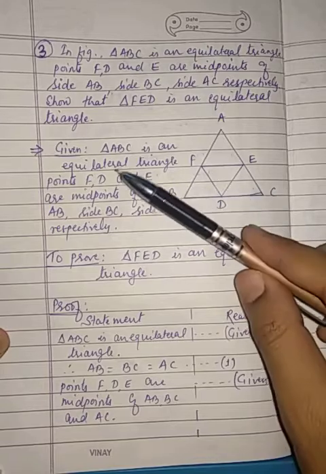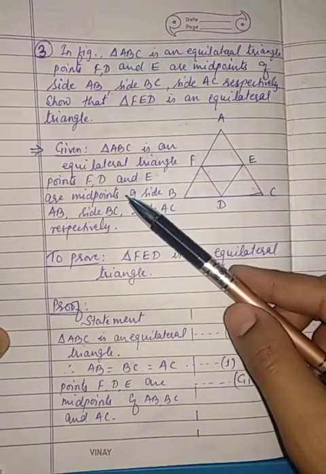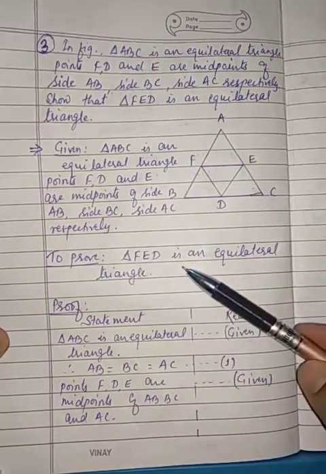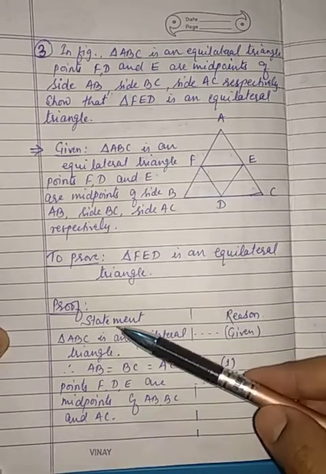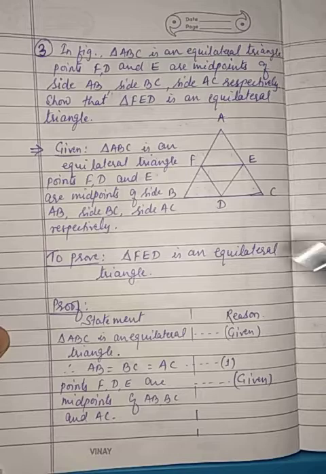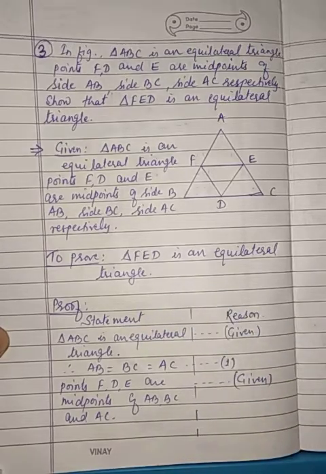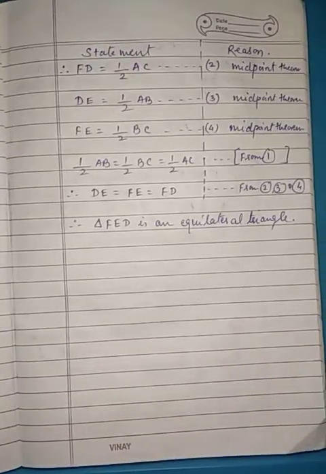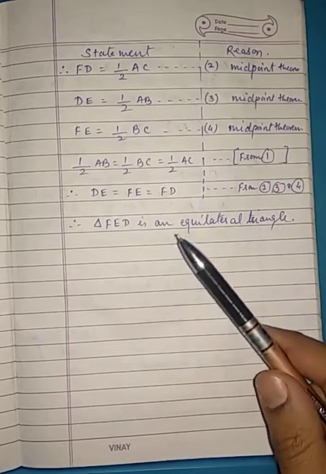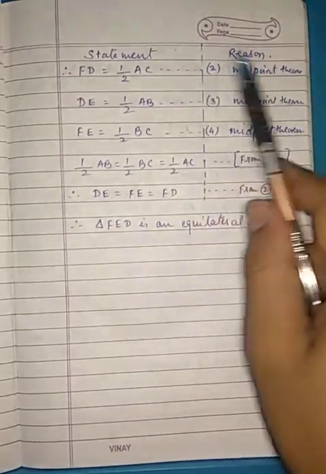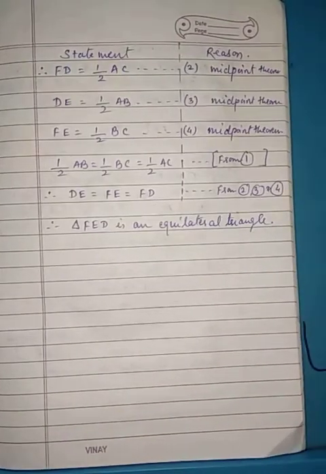You will draw the figure, and given the data from the question itself, you can write what is to be proved. If construction is required, you will write it. Here we don't require any construction, so you can start writing the proof, statement and reason. Even if you don't draw this line, it's okay. You can write statement and reason in this way.